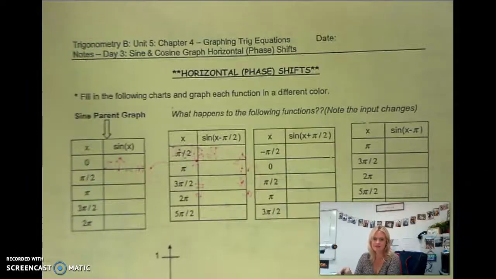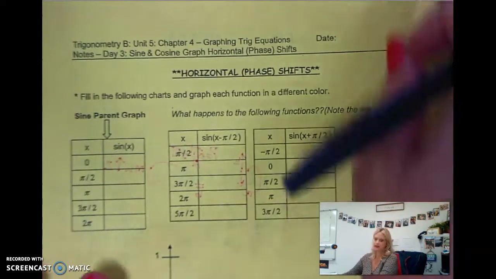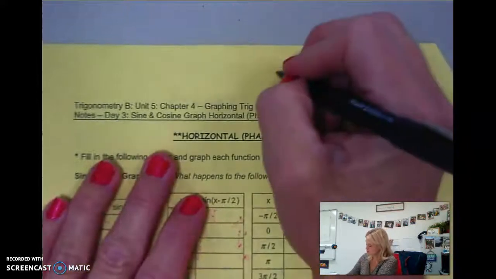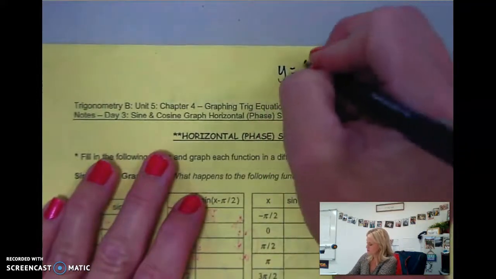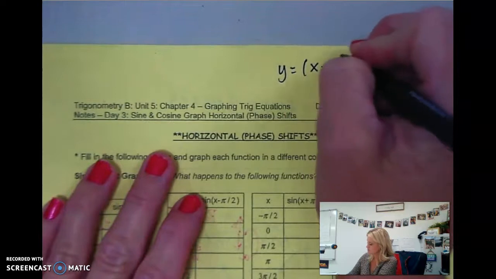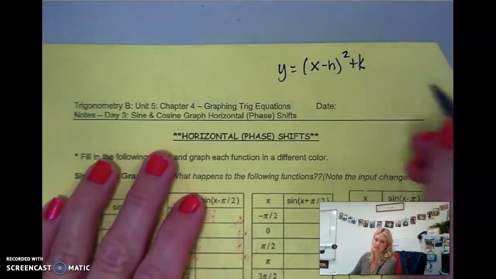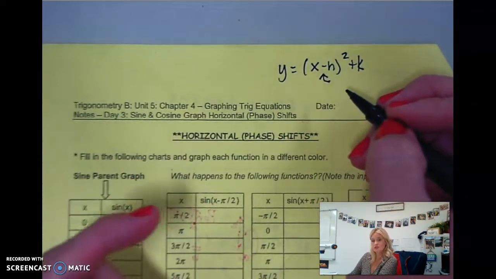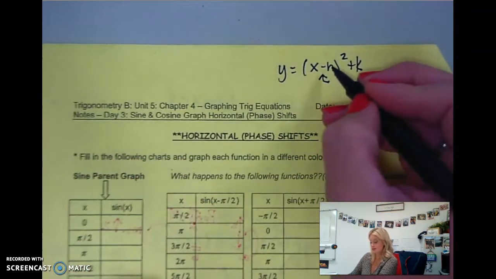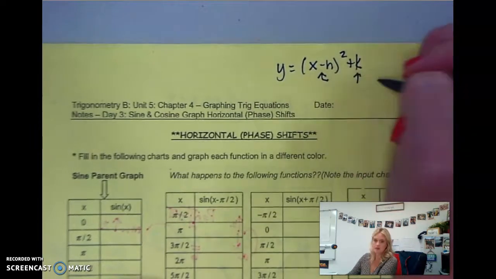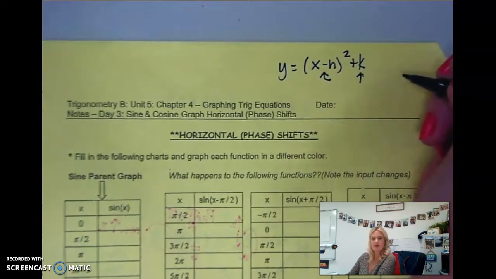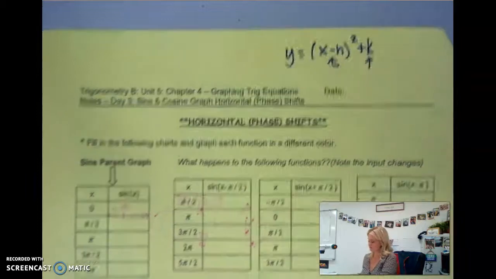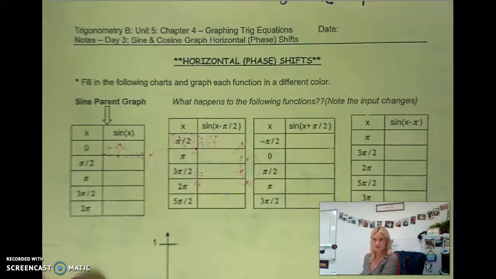Hi everybody, we're going to look at horizontal or phase shifts. So again, we're talking about our x-axis. I actually want to go back to reminding you back when we did quadratics. We talked about H and K. H shifted left or right, and it was actually opposite of what was inside here. K shifted up or down. Do you remember that? That's what's going to happen here, okay? It's opposite of what you think.